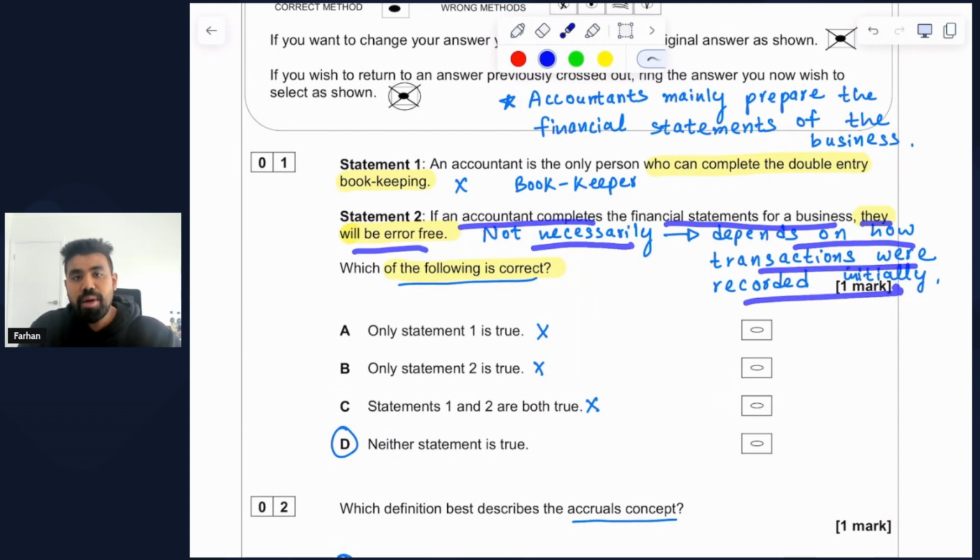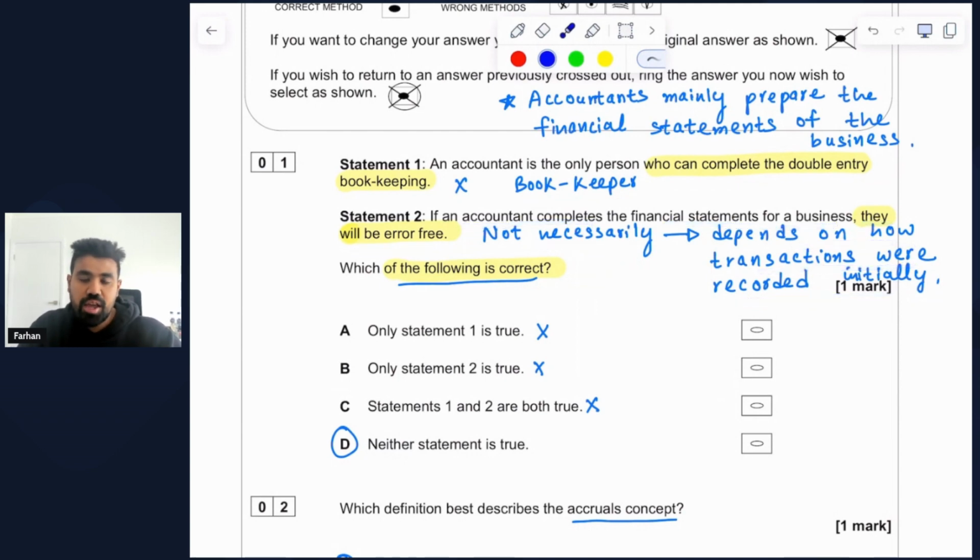So if the trial balance was done incorrectly, given that the bookkeeper didn't record the transactions properly, then the financial statements which the accountant will be preparing will be full of errors. And therefore, on that basis, statement 2 is also not correct. So the correct option to select for question number 1 is option number D, which is that neither statement is true.